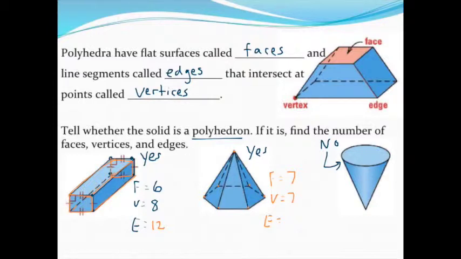Finally, for edges, it's probably helpful to draw over the diagram to help count those out. So there's going to be 6 along the bottom that make up the hexagon. So there's 6, 7, 8, and 9, 10, 11, and 12 to complete that. So 7 faces, 7 vertices, and 12 edges.